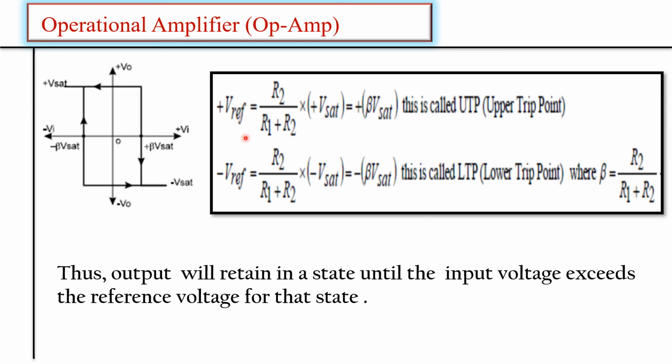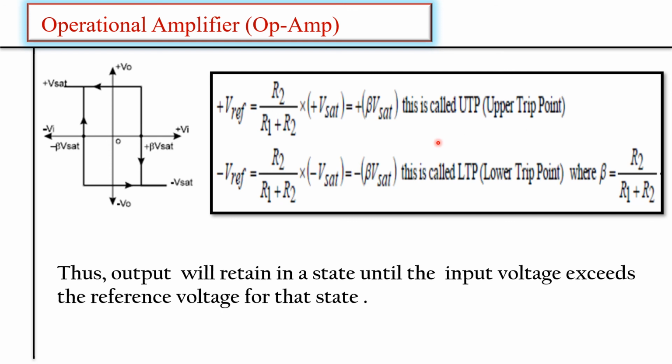Input V reference is equal to R2 upon R1 plus R2 into V sat. This factor R2 upon R1 plus R2 is nothing but the feedback fraction that is represented by beta. That is plus beta V sat, which is called UTP, upper trip point. These are the trip points of the circuit.